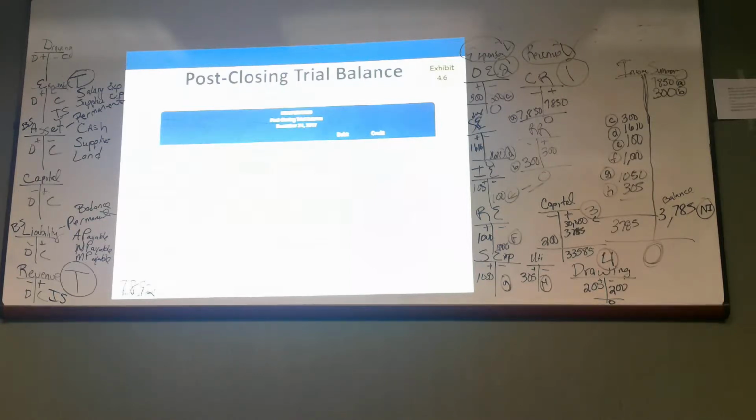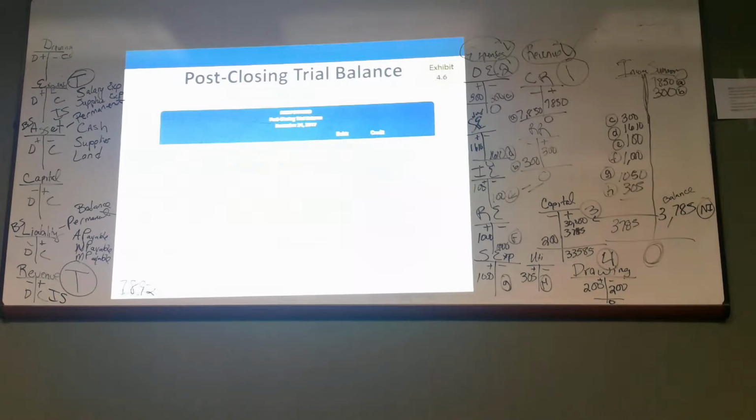So if you think about it, that formula, A equals L plus OE. When we did all those closing entries, none of the assets changed, right? None of the liabilities changed. The only thing that changed was those owner's equity numbers. And if you recall, back in the first chapter, they explained to us that OE is truly capital minus drawing plus revenue minus expenses.